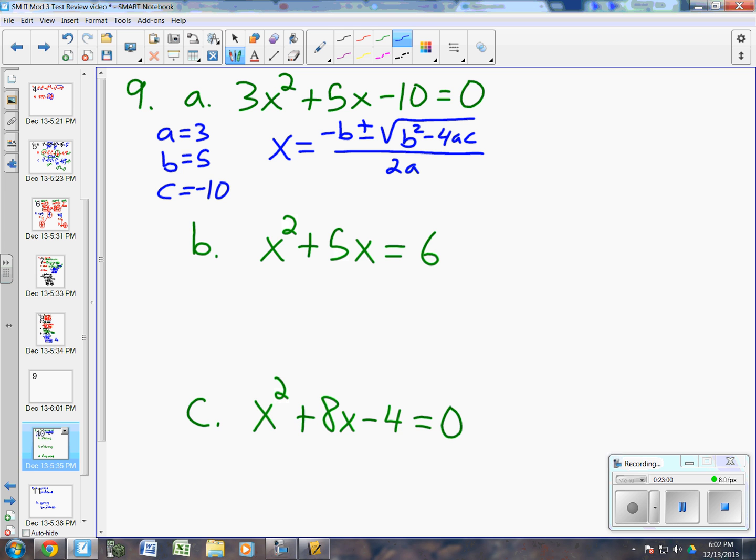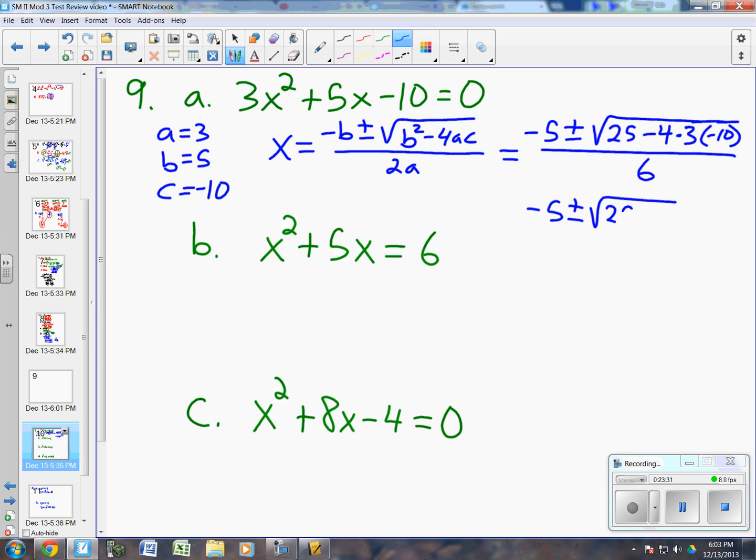So if I substitute those in, negative b would be a negative 5 plus or minus the square root of b squared. Well, 5 squared is 25 minus 4 times 3 times a negative 10, all divided by 2 times a. 2 times 3 is 6. If I just go down below right here, I have negative 5 plus or minus the square root of 25. And negative 4 times 3 is negative 12, and negative 12 times negative 10 is a positive 120.